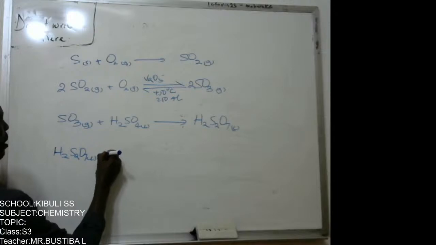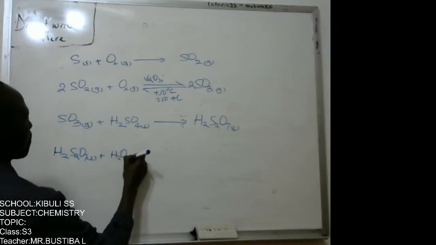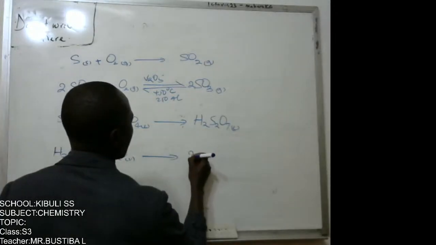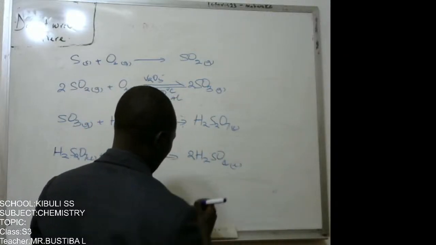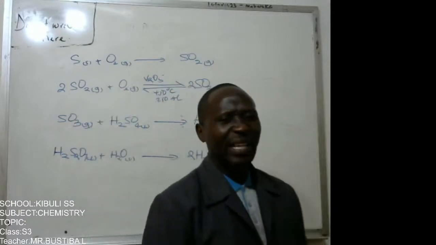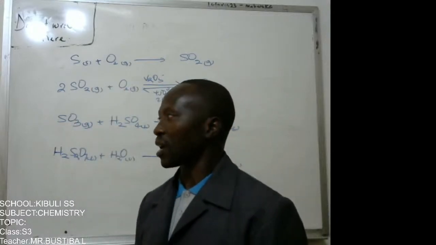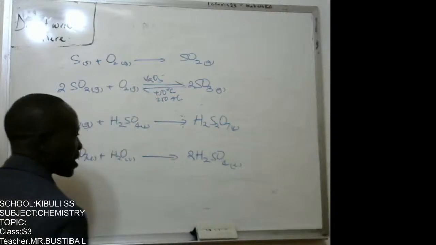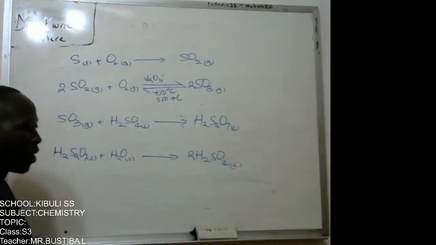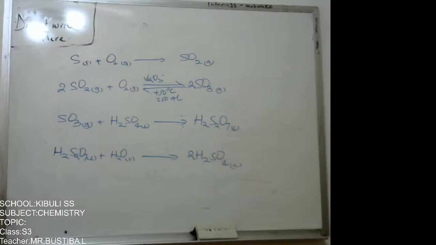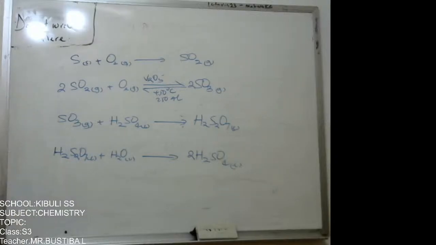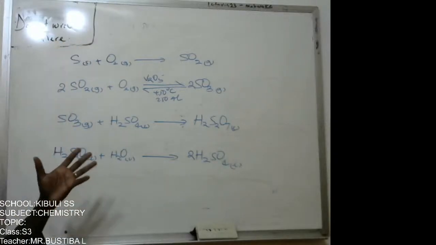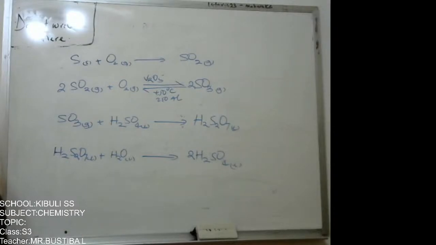H2S2O7 liquid plus water, a liquid. What do we obtain? 2 moles of H2SO4 liquid. You have explained how sulfuric acid is manufactured using equations only. When the question has not said using equations only, what do I want to see? I want to see the equations and I want to see the words. There are certain things you're not seeing here that could have been mentioned.